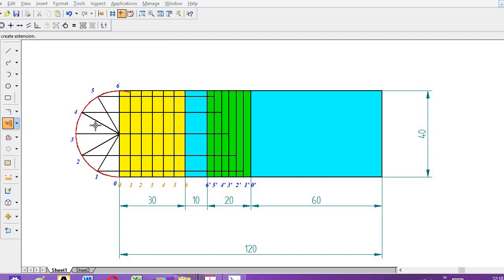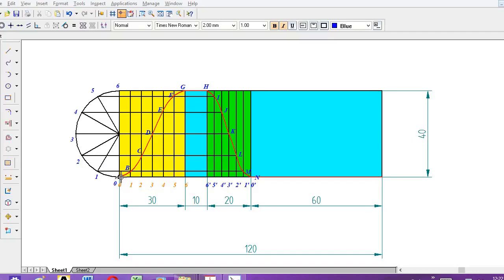Like this we will draw projection lines to the respective points, say from 1 to 1 dash, 2 to 2 dash, 3 to 3 dash. Like this we draw the horizontal lines. We mark all the points as A, B, C, D, E, F, G, similarly H, I, J, K, L, M, N. So this curve gives the displacement curve distances from the respective points, and the diagram is called the displacement diagram.